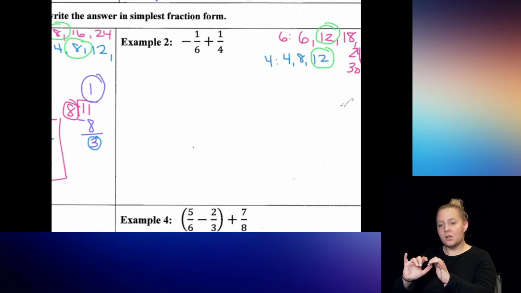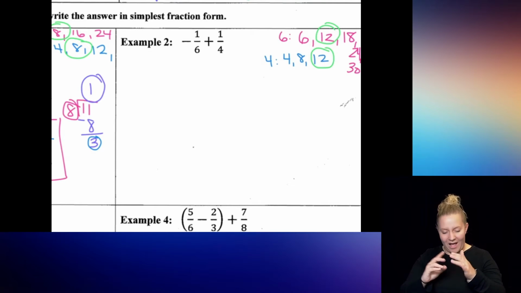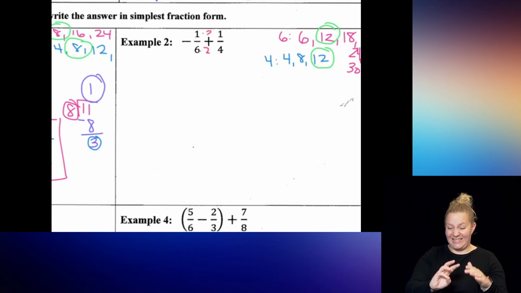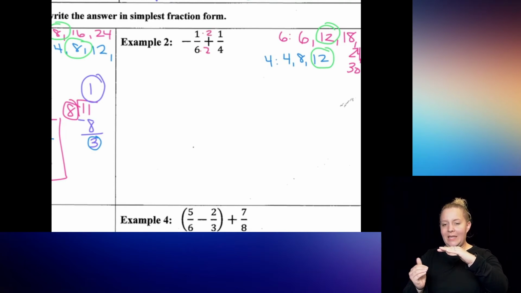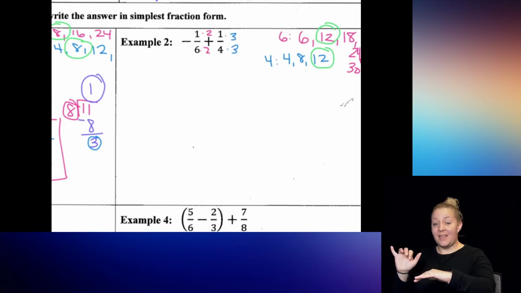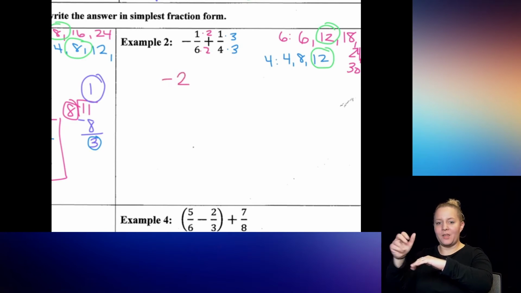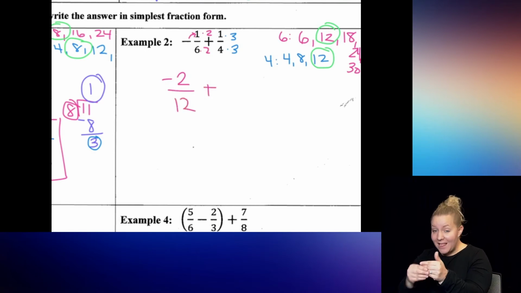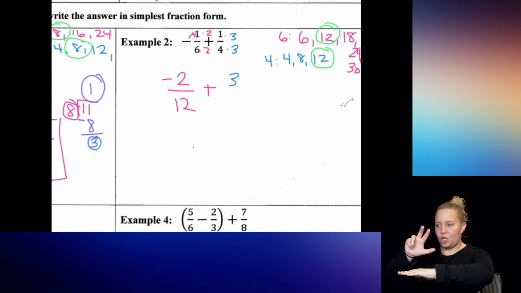So now I'm trying to get the denominator for both of these fractions to be 12. So I know that I want to multiply 6 times 2 to get 12. Whatever I do to the denominator, you want to do to the numerator. Same thing with 4. 4 times 3 would give us 12. So then I'm going to rewrite my new fractions. So negative 2, and remember, I'm going to put that negative up in the numerator. So negative 2 over 12 plus, and then I have 3 over 12.